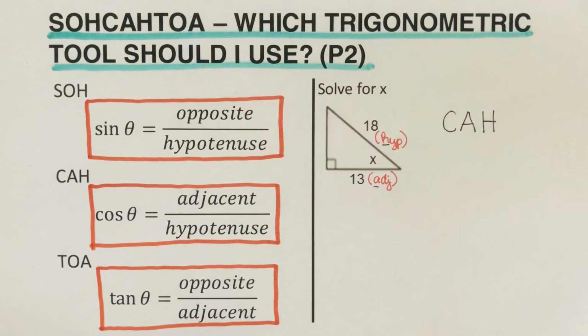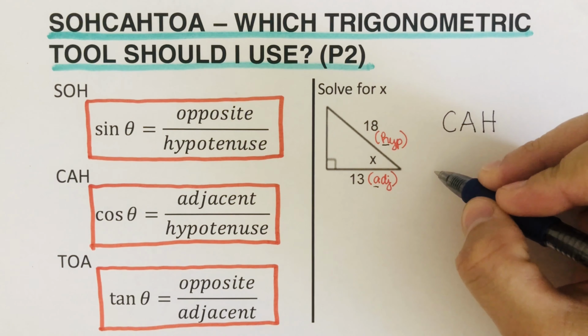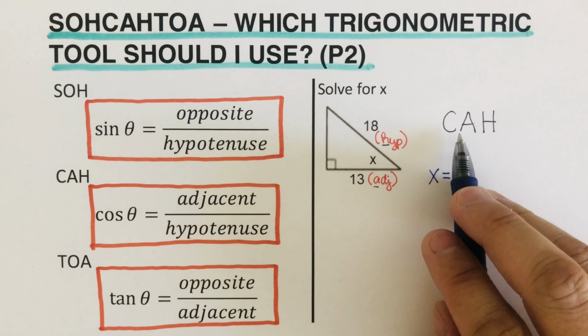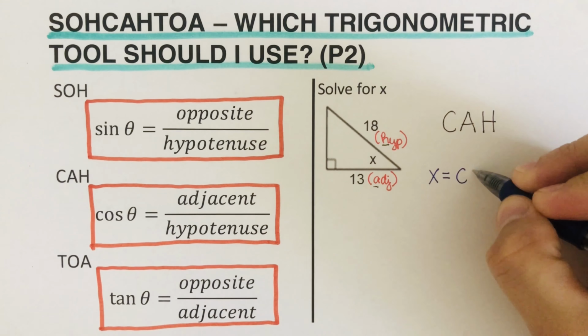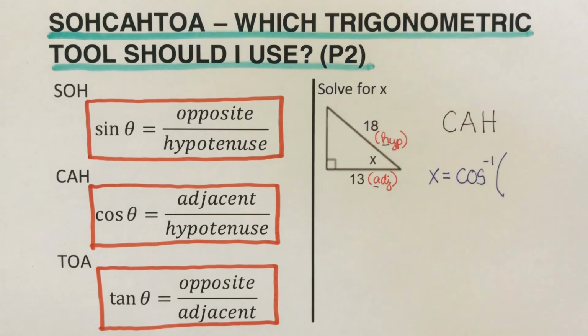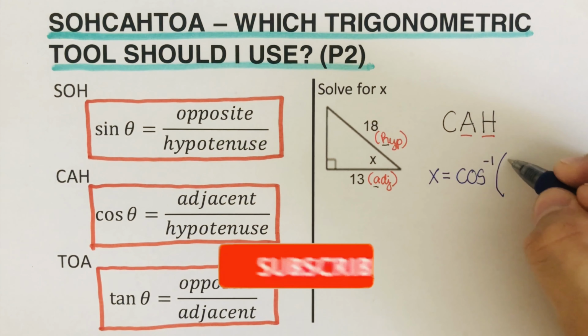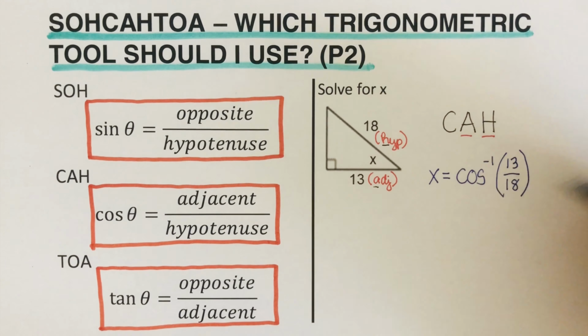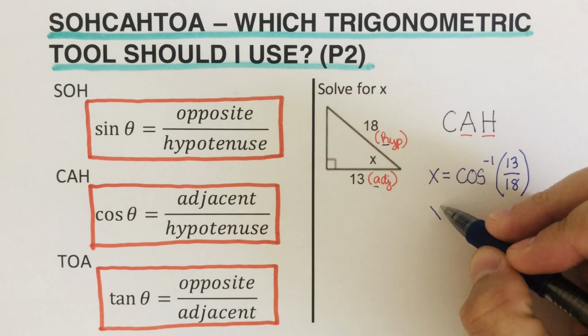Now I can set up the equation. Since we are looking for the angle, we are going to use the inverse. So x is equal to the inverse of cosine, cosine -1, and cosine is adjacent over hypotenuse. My adjacent here is 13 over the hypotenuse, which is 18. Then I am going to use the calculator to determine the measure for x.